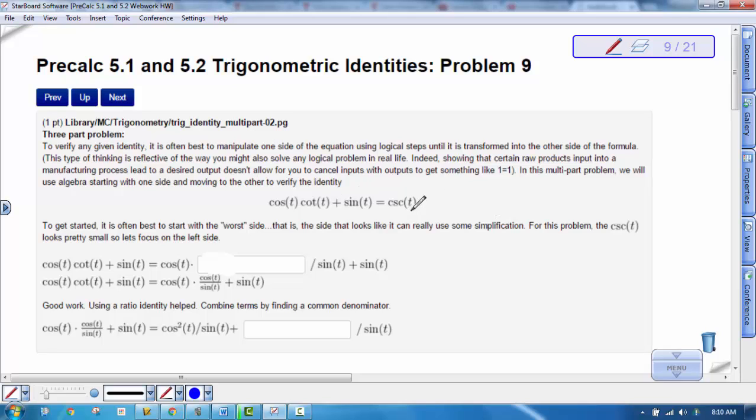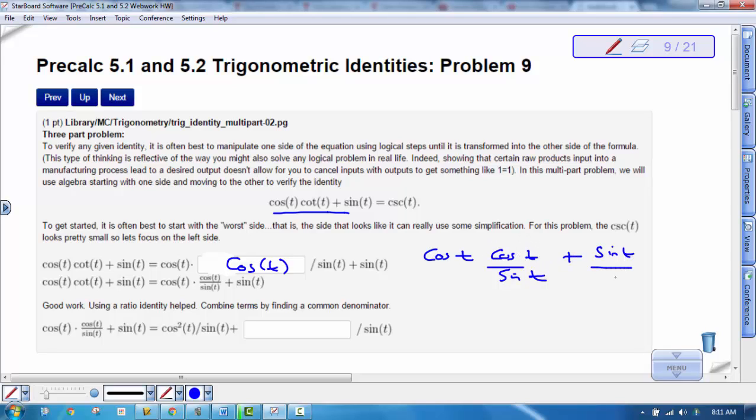The next problem, we want to verify this identity, and it says, like I've been telling you, start with the more complicated side and change everything into cosine and sine. So this cotangent is really cosine over sine. So that'd be the first step. And then obviously what you have here, if you follow this, would be cosine. So they're looking for the first step. They ask for this part right here.